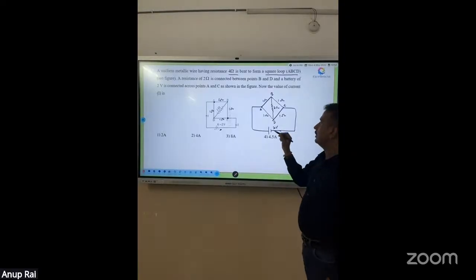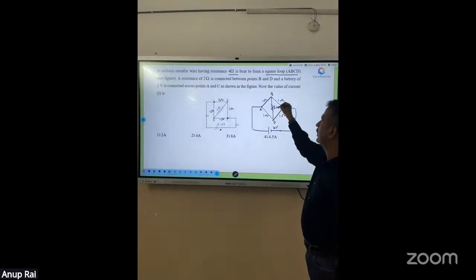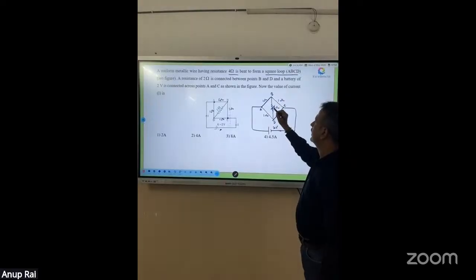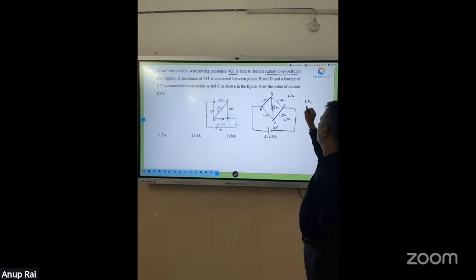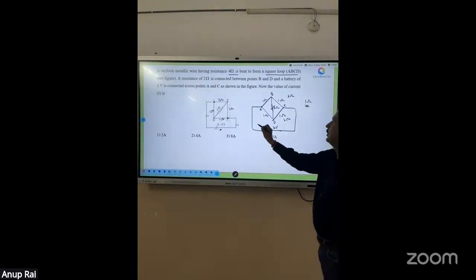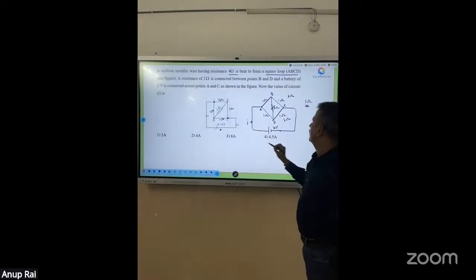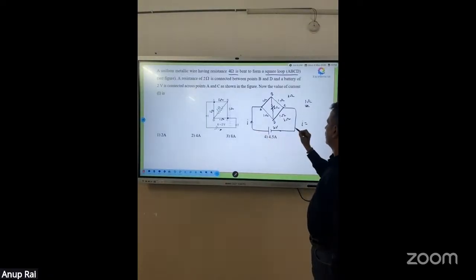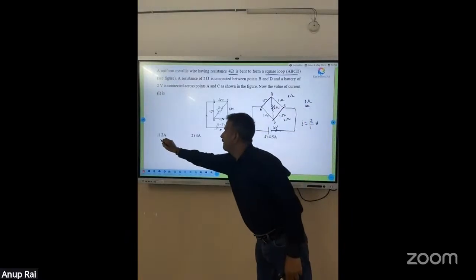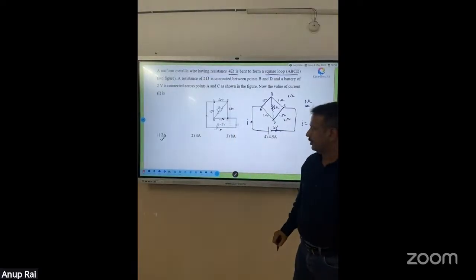We can ignore this and calculate the equivalent total. This 1 and 1 you can take as a series, so 2 ohm. And here also 2 ohm. 2 ohm and 2 ohm in parallel will become 1 ohm. So total current I is equal to total voltage 2 volt divided by 1. So the answer is 2 amp. Okay.